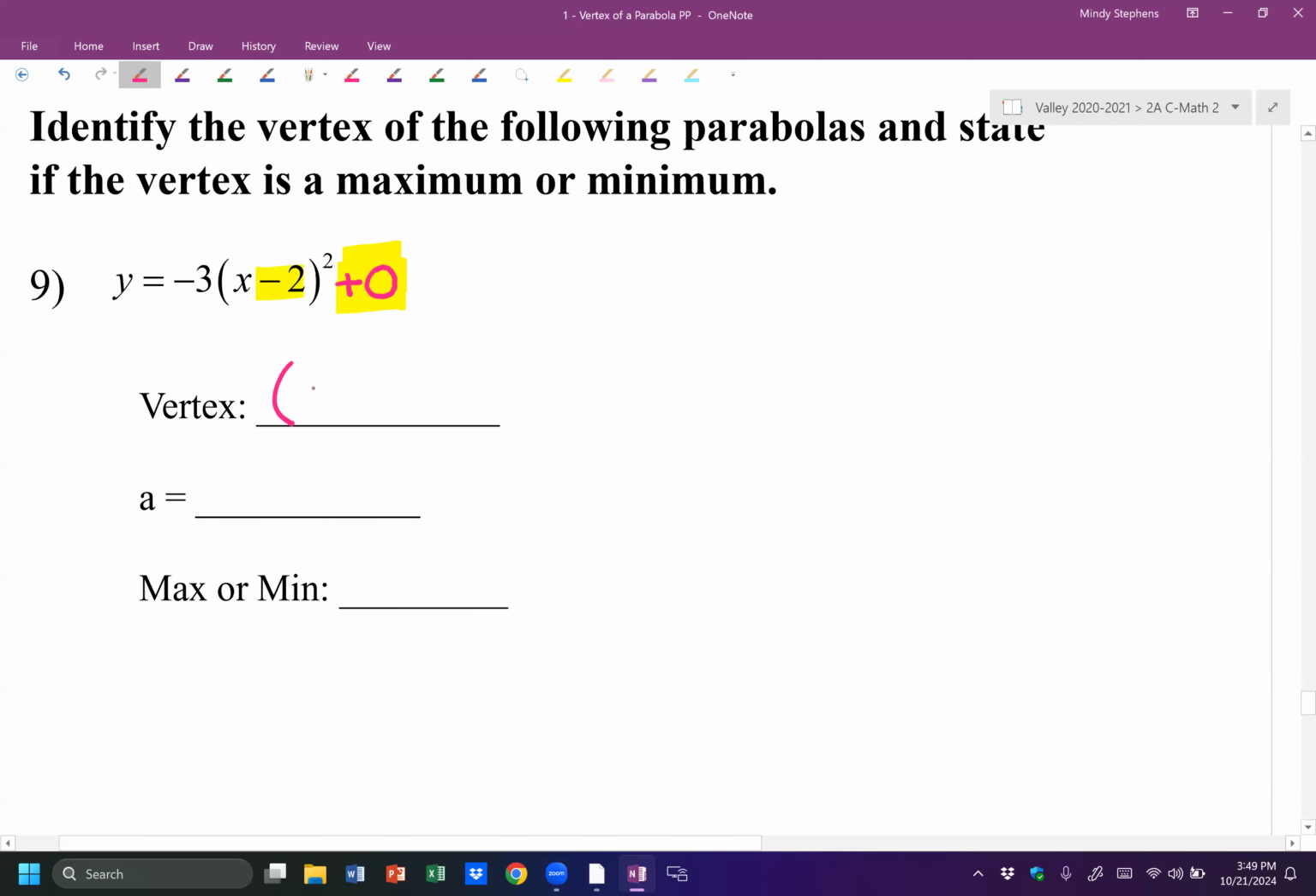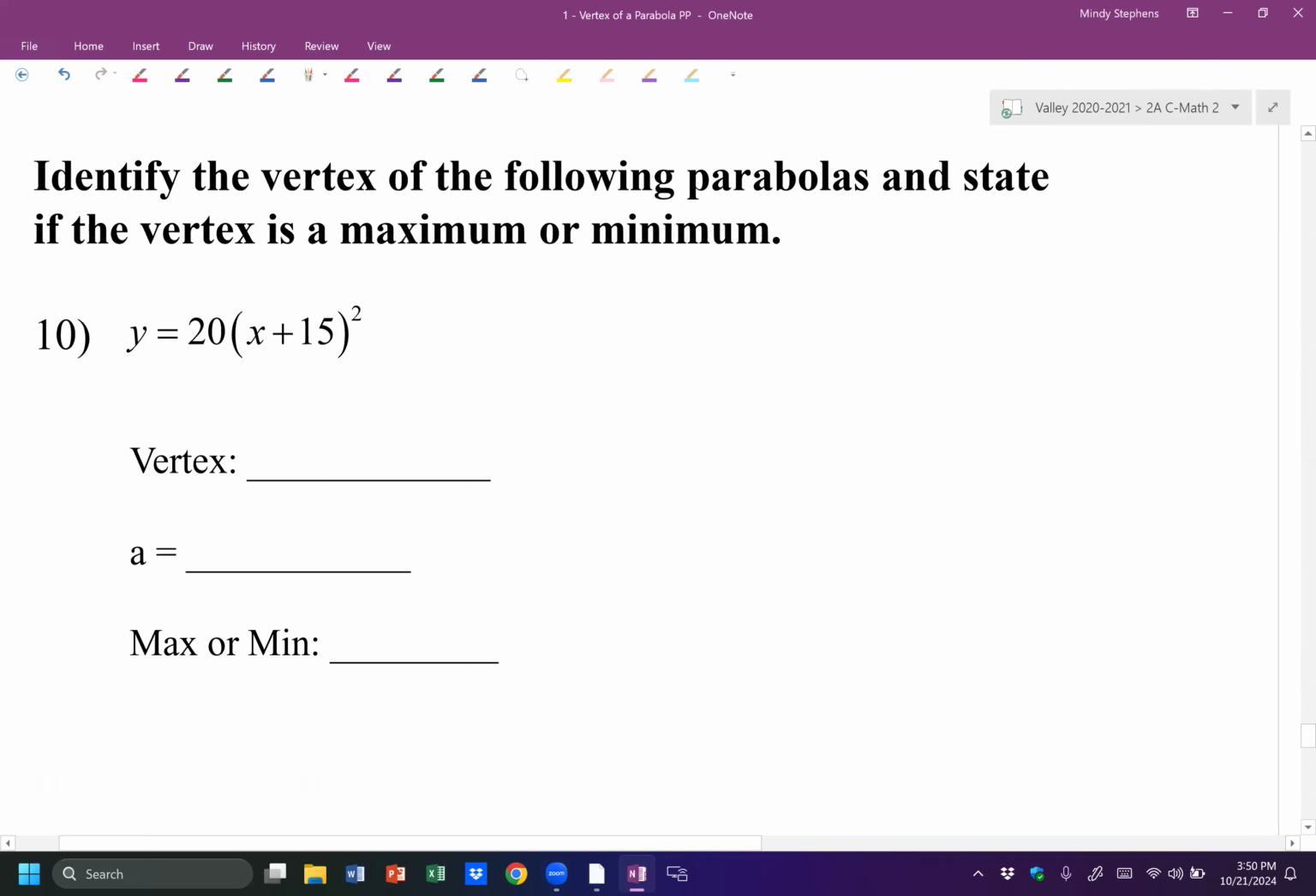Then these two numbers will be my vertex. I need to change the sign to a positive 2. The 0 is just 0. Then I have a negative 3 as my A value. So I'm going to put a negative 3, which means my graph is pointing negative. It's pointing down. That gives me a high point on my graph, which means I have a maximum.